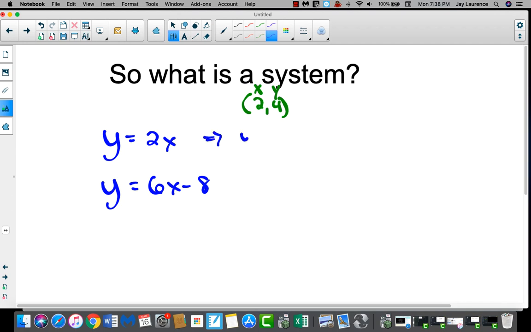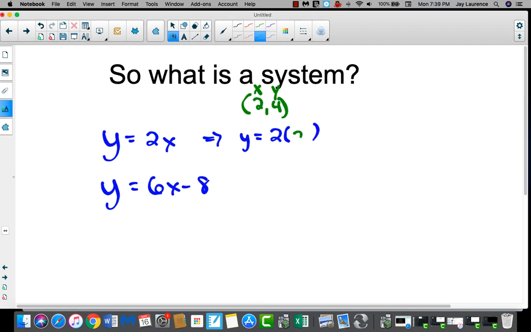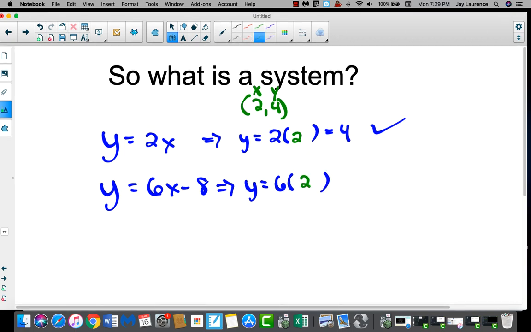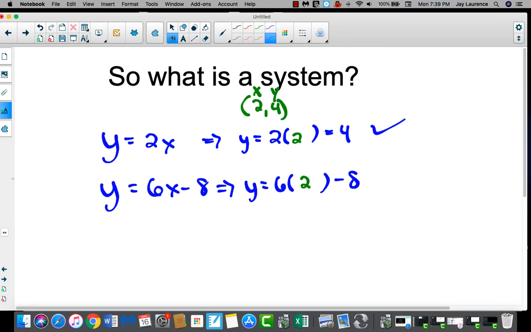So I'm going to do y equals 2x, and I'm going to substitute the 2 from the point in. Well, 2 times 2 is 4, so y equals 4. So ding, ding, ding, it worked for the first equation. Now I'm going to go to the second equation, y equals 6x minus 8. I'm going to put 2 in, and then I've got to do minus 8. So y equals 6 times 2 is 12, minus 8, y equals 4. Yes, it is a solution. It gave a true statement for both equations, right? I came up with the correct y-coordinate.